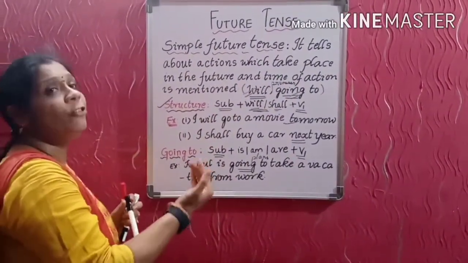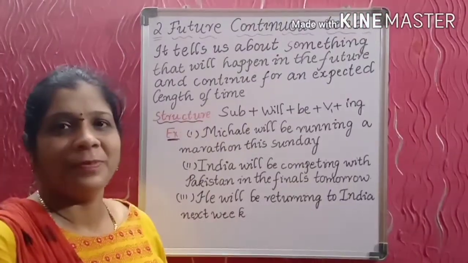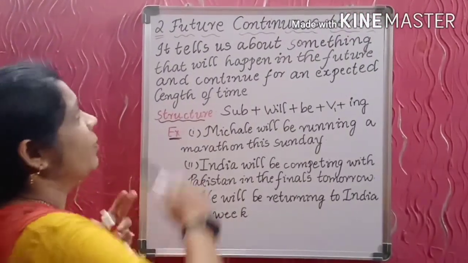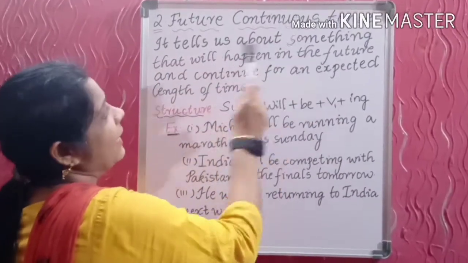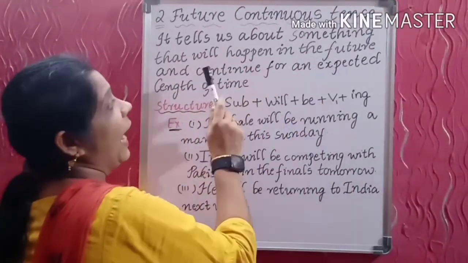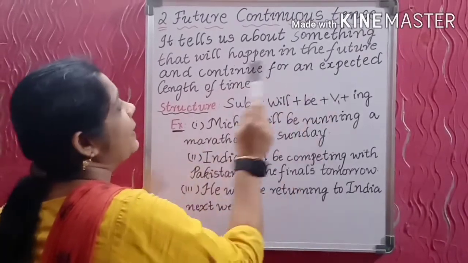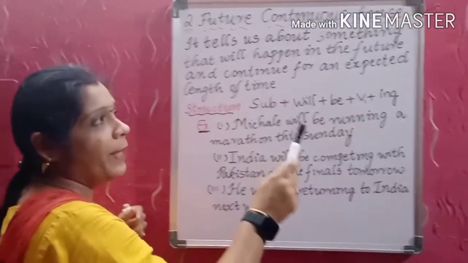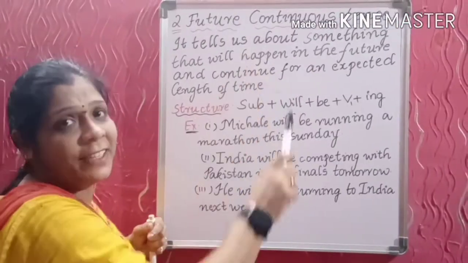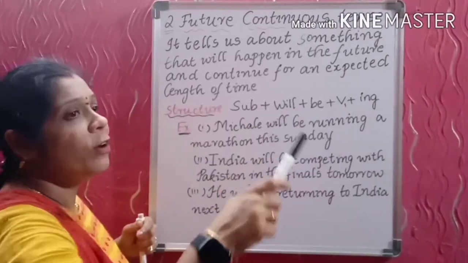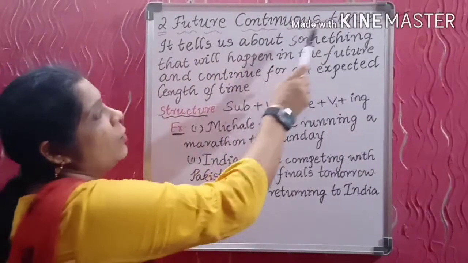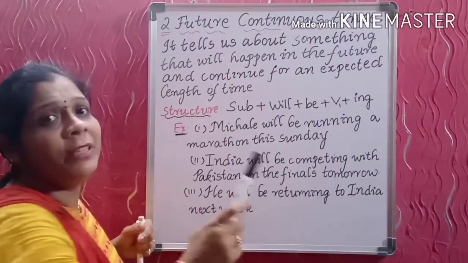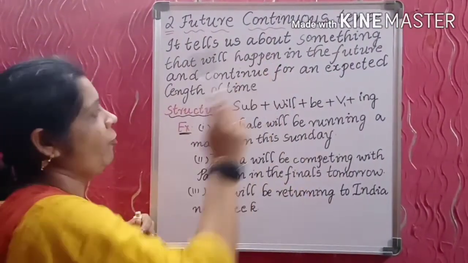Now coming to future continuous tense. The second one is the future continuous tense. It tells us about something that will happen in the future and continue for an expected length of time. That means some action will start in the future and it will progress for some time. Such actions come under future continuous tense. It tells about some ongoing actions in the future.